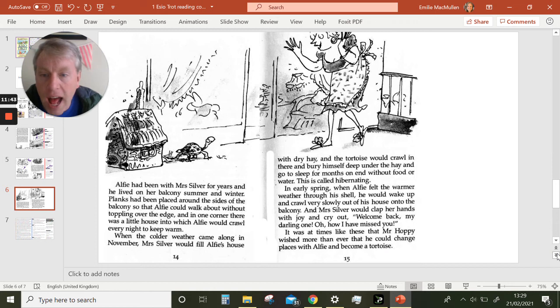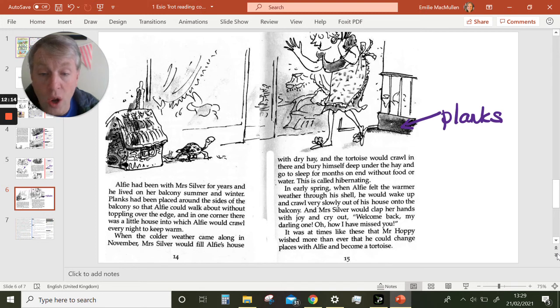Okay. Alfie had been with Mrs. Silver for years, and he lived on her balcony summer and winter. Planks had been placed around the sides of the balcony. Look, here are the planks. So that Alfie could walk about without toppling over the edge. And in one corner there was a little house into which Alfie would crawl every night to keep warm.